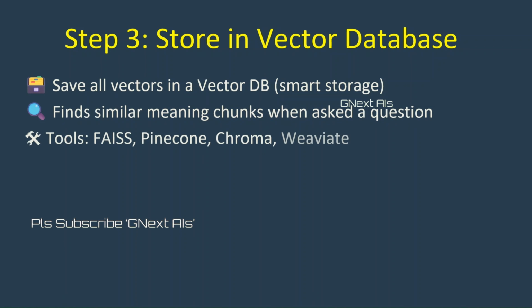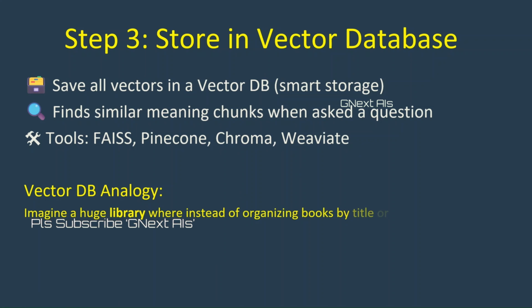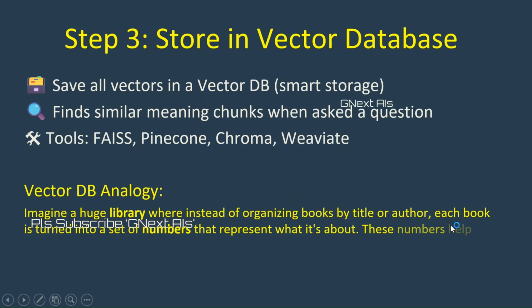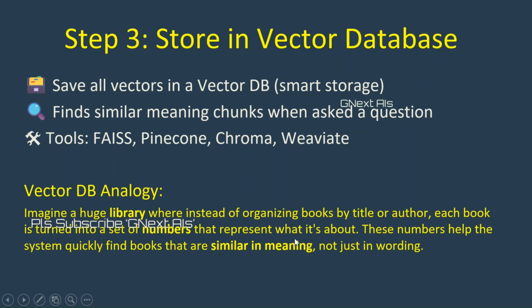What are the tools for that? FAISS, Pinecone, Chroma, Weaviate. These are the tools. To understand the vector DB analogy, imagine a huge library where instead of organizing books by title or author, each book is turned into a set of numbers that represent what it is about, right? These numbers help the system quickly find books with similar meaning, not just similar wording.